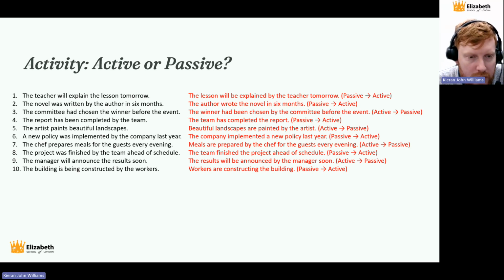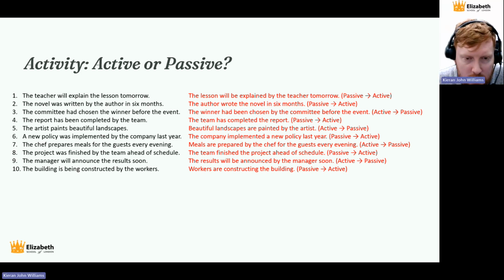Number 4, you should have had the team has completed the report. So you've changed it from passive to active. Number 5, it should be beautiful landscapes are painted by the artist. Okay, so you've changed it from active to passive. Number 6, you should have the company implemented a new policy last year. So from passive to active.